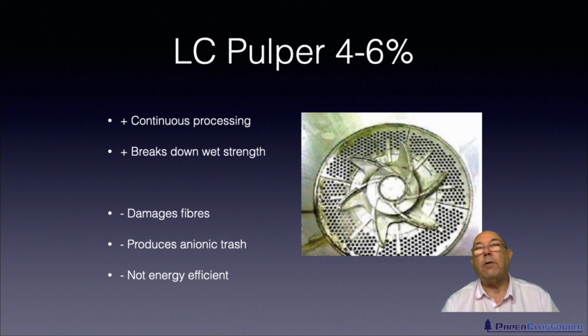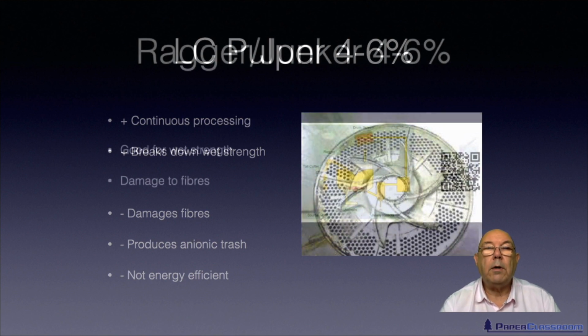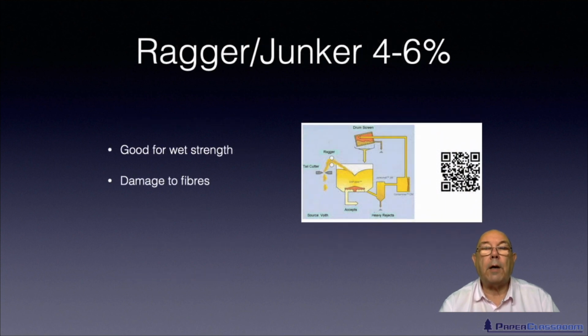Okay, so that takes care of low consistency pulpers. Let's just have a look at the next one now, which is the Ragger Junker. Now the Ragger Junker is just a low consistency pulper with some bits added on. So this is the sort of device that we'd use for the lowest quality waste, for the mixed waste, where you've got magazines in plastic envelopes, you've got cardboard boxes, you've got babies' nappies, you've got plastic cups and straws, bits of string.